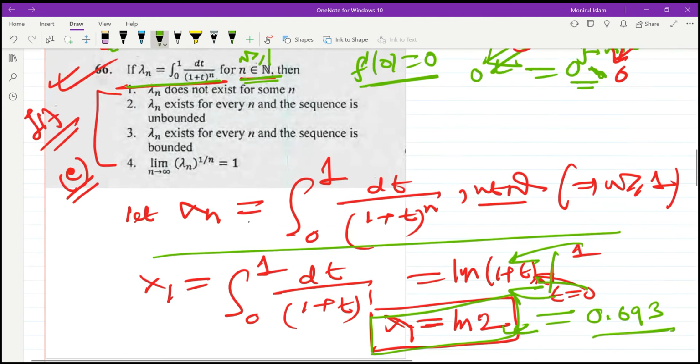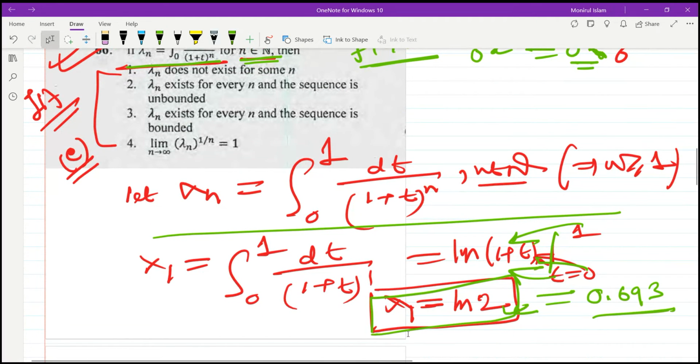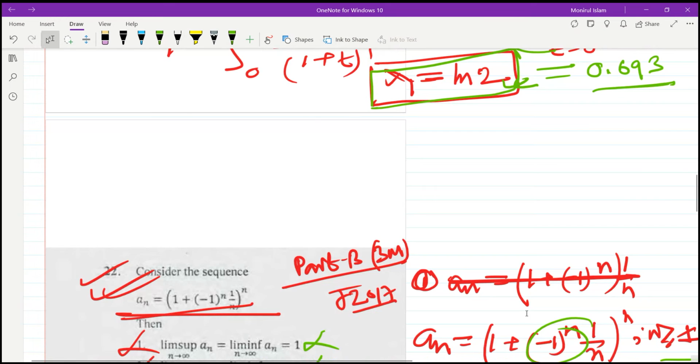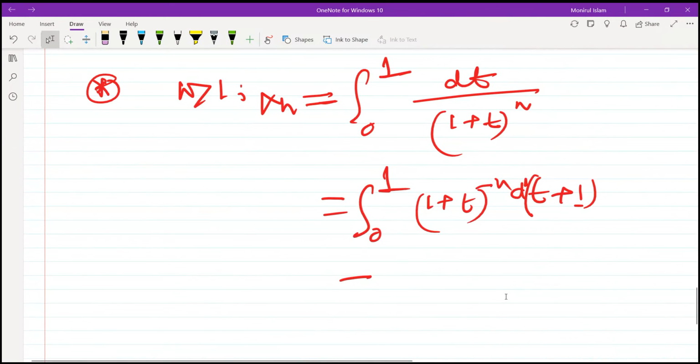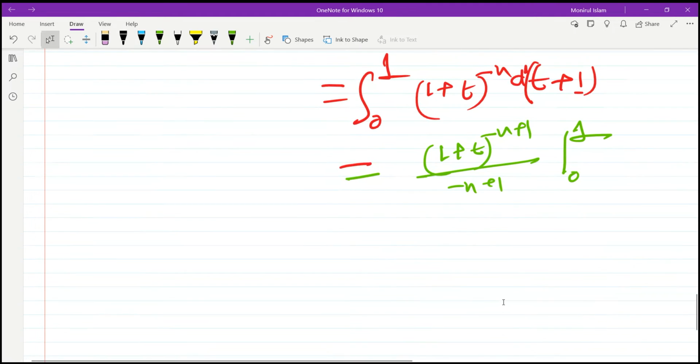Okay, now when n equal to 1, lambda n gives ln 2. Now when n greater than 1, because n is an integral number, n can be greater than 1 also. So when n is greater than 1, we have to find what lambda n will be. It will be like this: the integral from 0 to 1 of (1 + t) to the power minus n. Now if we integrate this, this gives (1 + t) to the power 1 minus n over 1 minus n, from 0 to 1.